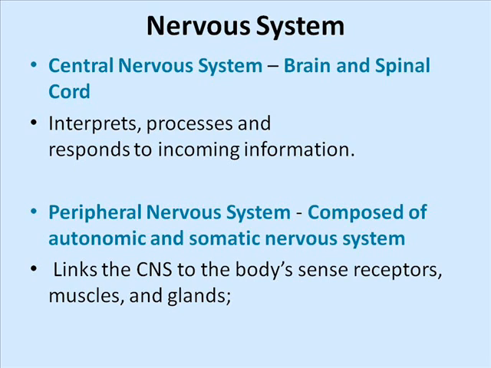The autonomic nervous system is responsible for automatic functions, things like digestion, heart rate, breathing, things that go on without voluntary control. The somatic nervous system is responsible for controlling voluntary muscle groups like your arms and legs, body movements. Basically, the peripheral nervous system is going to link the central nervous system to the body's sense receptors, muscles, and glands.